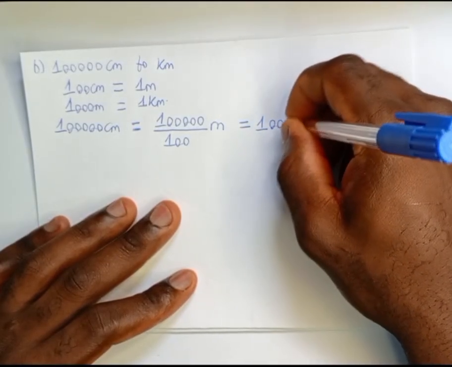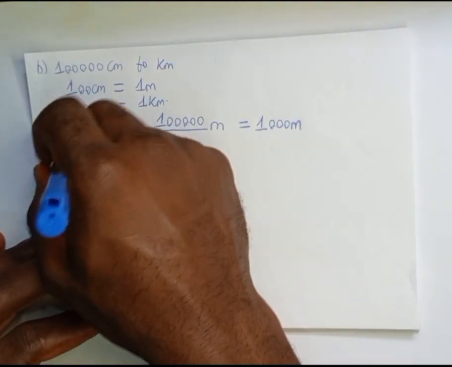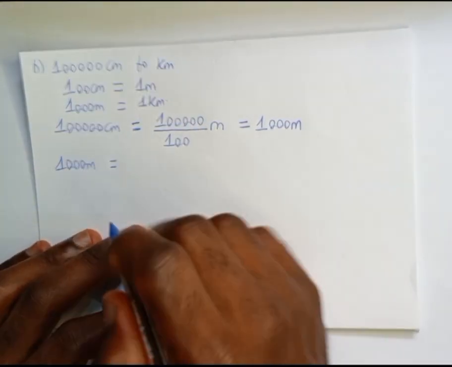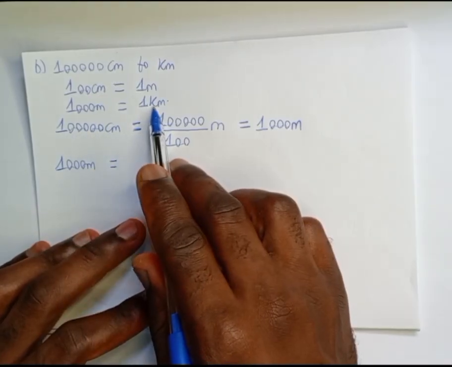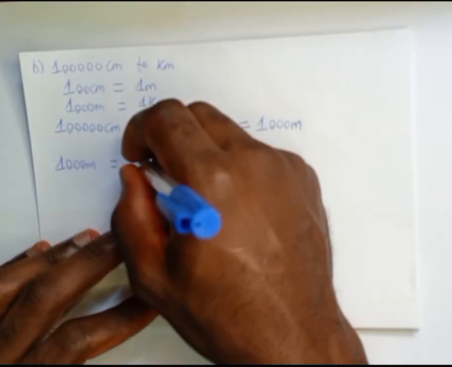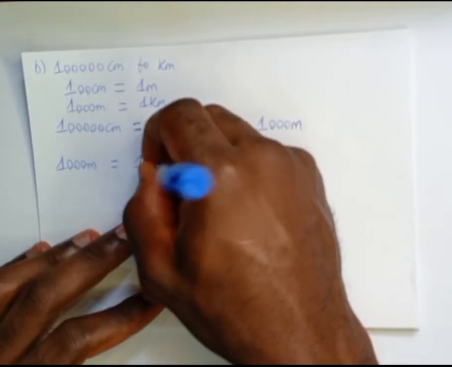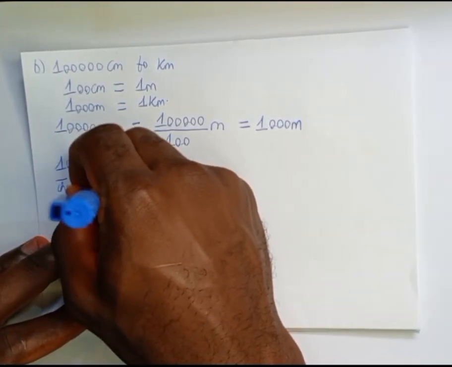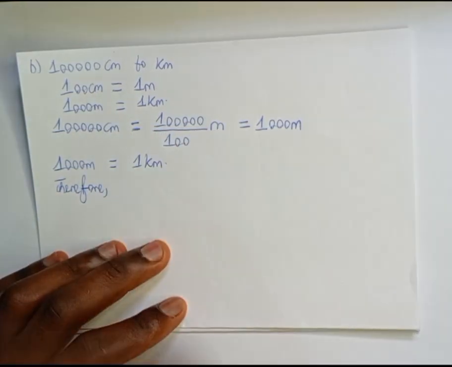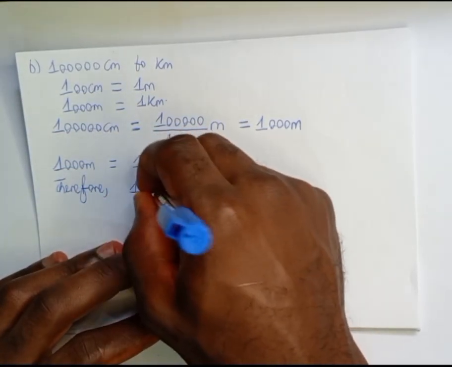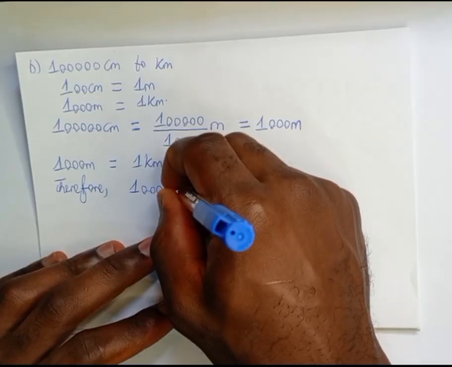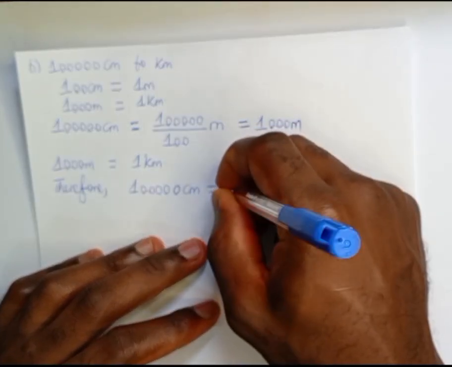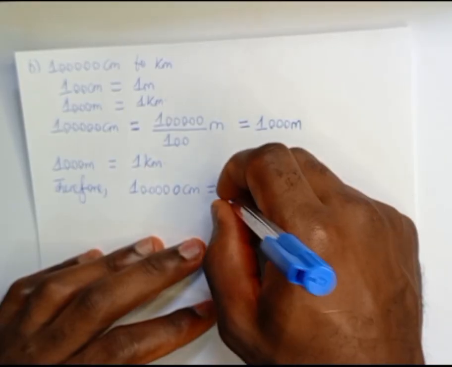1,000 meters. Next, we have to convert 1,000 meters to kilometers. We know 1,000 meters is simply equal to 1 kilometer. So this will simply be equal to 1 kilometer. Then we conclude, therefore, 100,000 centimeters is equal to 1 kilometer.